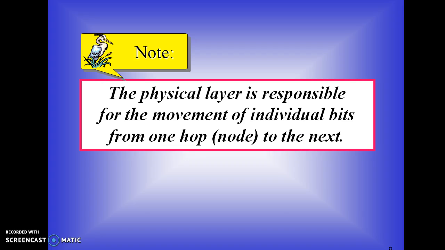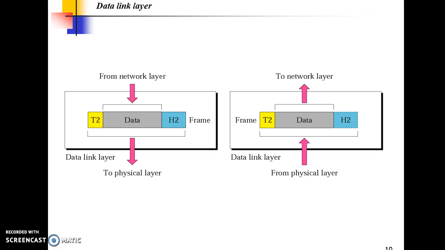So here you can say that the physical layer is responsible for the movement of individual bits from one hop to the next. A hop is nothing but one node to another node. Then at the data link layer, the basic unit of data is the frame.